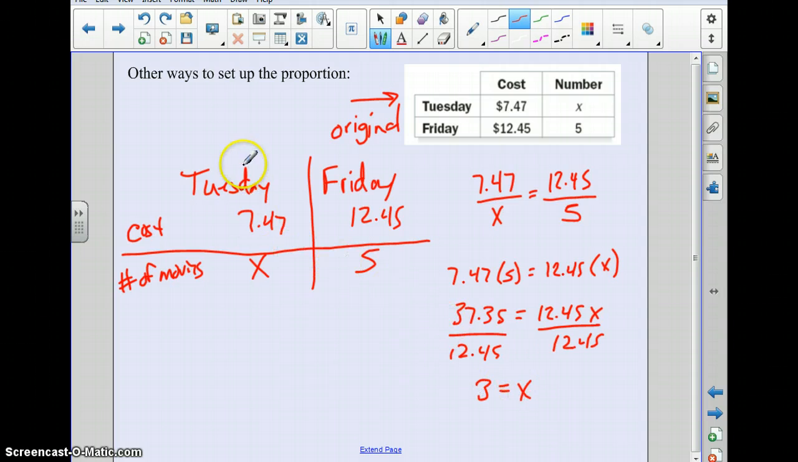So I can set it up as long as I'm comparing the same thing. Here I had cost on top, number on bottom. So over on the other side I had cost on top, number on bottom. And you have to match up the data that you have. Friday would be in this column, Tuesday in this column. If we did it the other way, we did Tuesday in this row, Friday in this row. So as long as you set up things where they match, you will be fine on these tables.